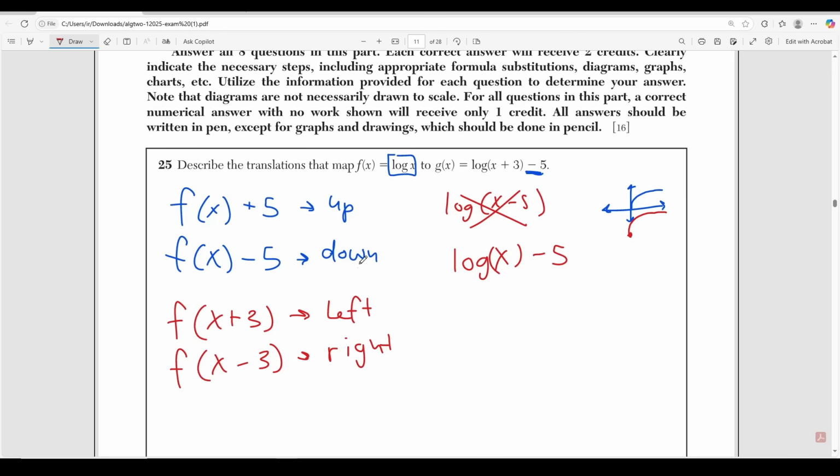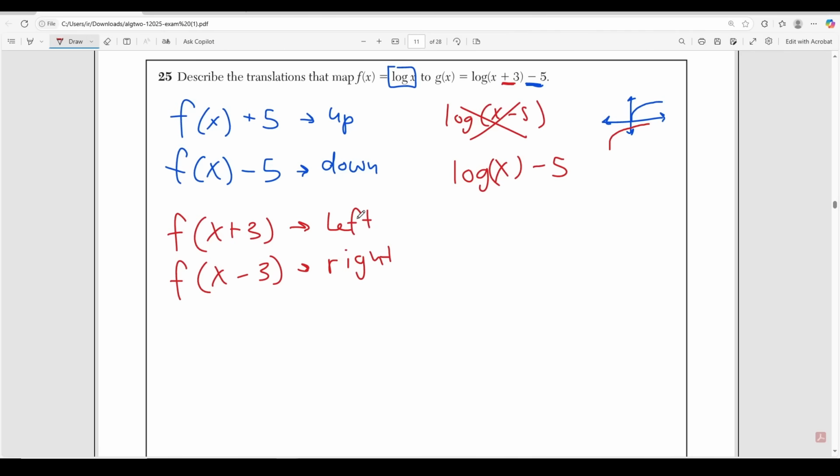So in this case, because we're adding 3, that means we have to shift 3 units to the left, which is this direction, right? So not only is it 5 units down, but it's also 3 units to the left, which looks something like this. Okay? So just remember these rules, you'll never get a problem like this wrong.